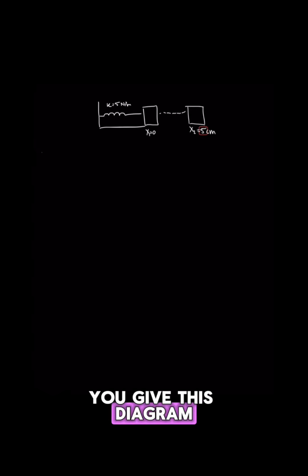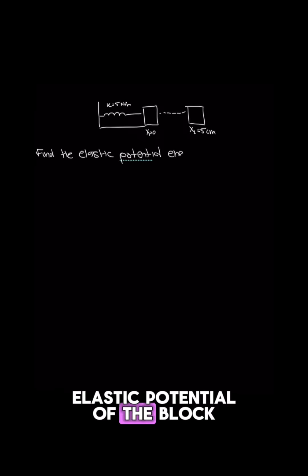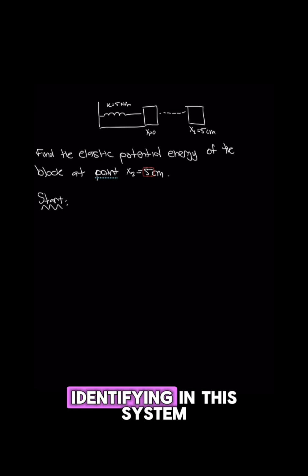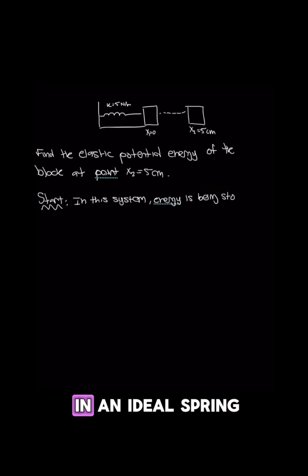Alright, so let's say given this diagram here of a mass attached to a spring, the question wants you to find the elastic potential of the block at a point x2 equals 5 centimeters. To solve, we can start by identifying that in this system, energy is being stored in an ideal spring.